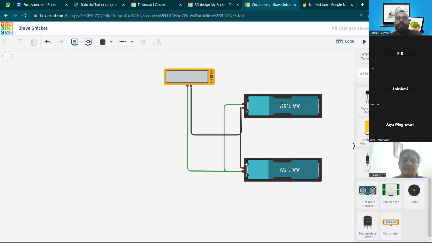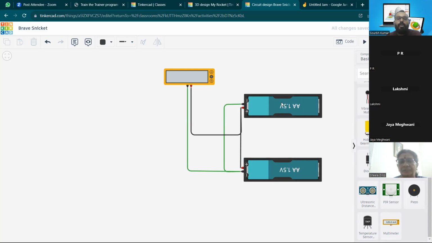So in series, you will get combined voltage. V is equal to V1 plus V2. So if one battery is giving 1 volt of power supply and the other battery is giving 1.5, then in total you will receive 2.5 volt.